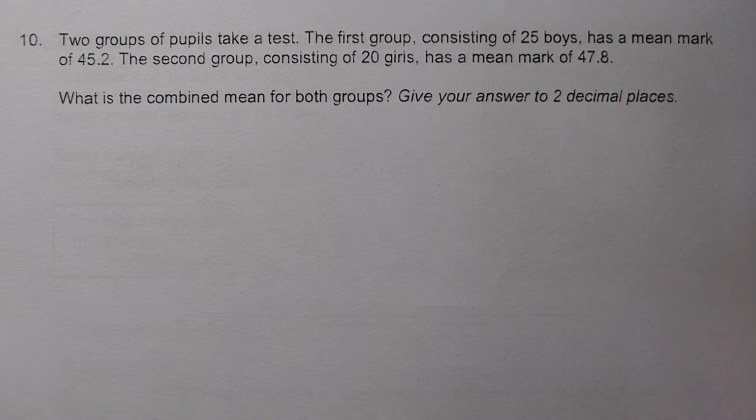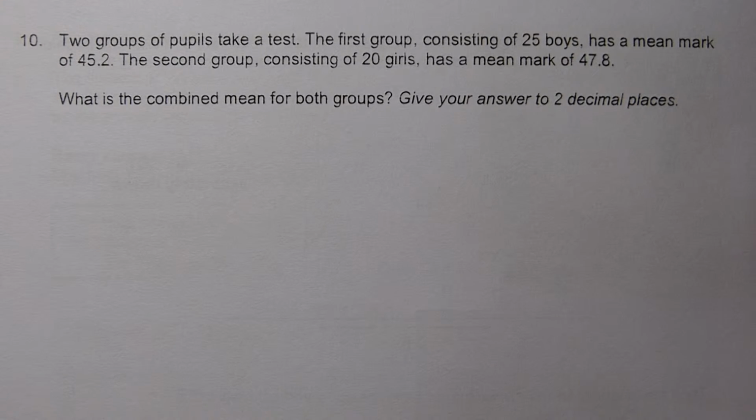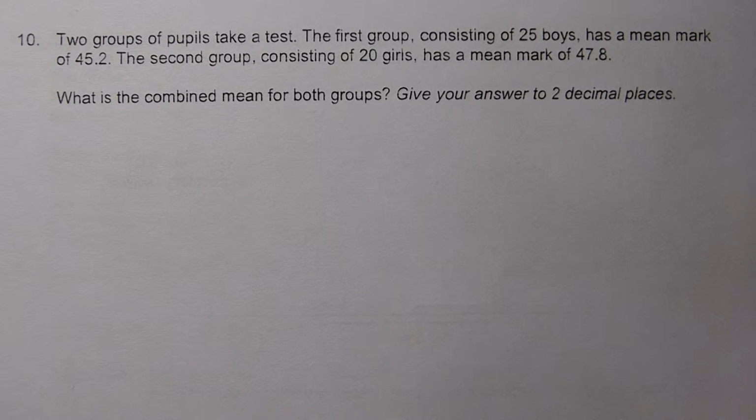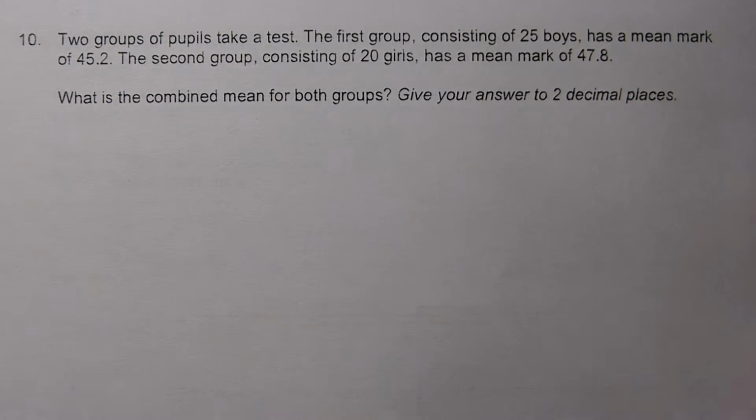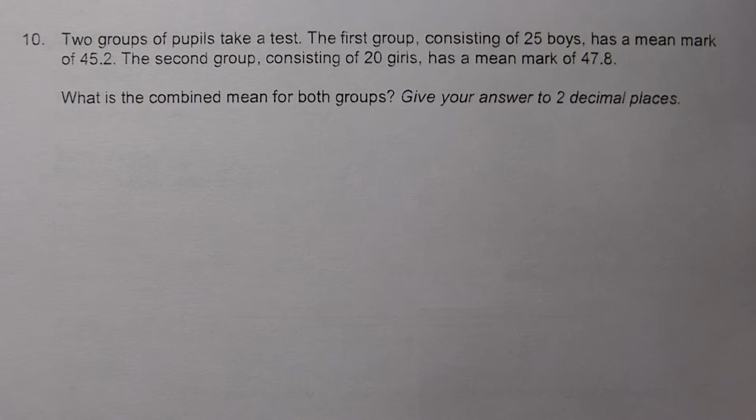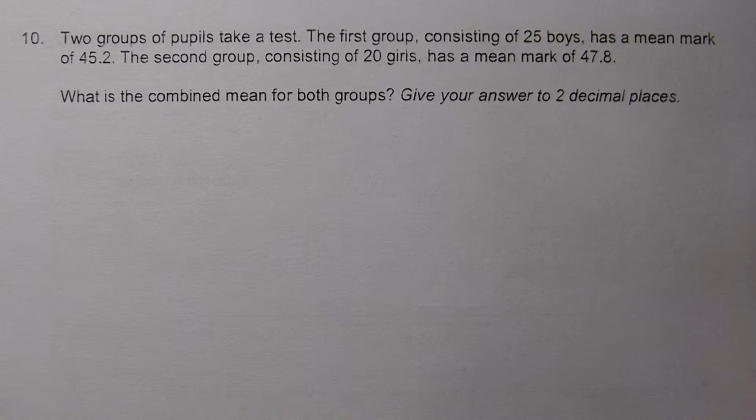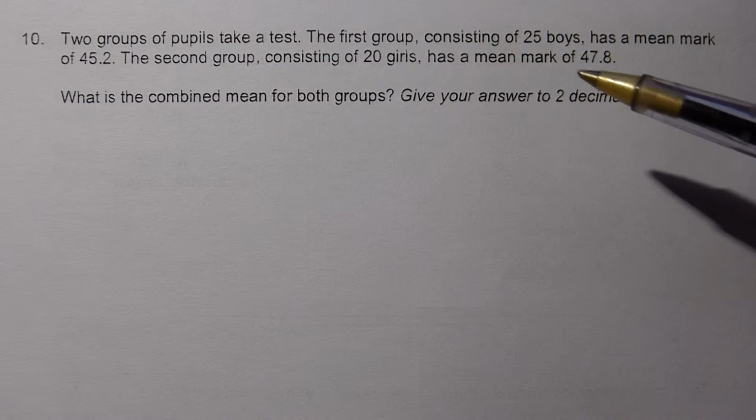Okay, so question 10 asks us for the combined mean of both the boys and the girls. And we know that to work out the mean, we add up all of the values and then divide by how many there are. So we're going to need to know what the total score was for the boys and the girls combined, and then divide it by the number of boys and girls altogether. So let's start by working out the boys.